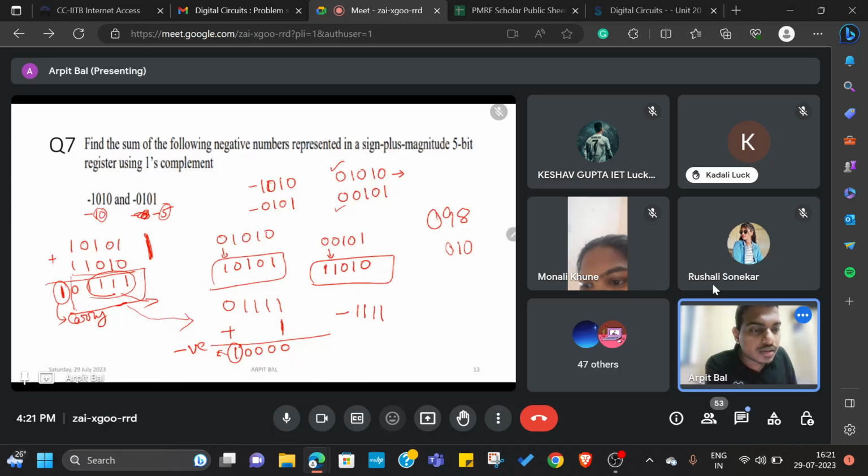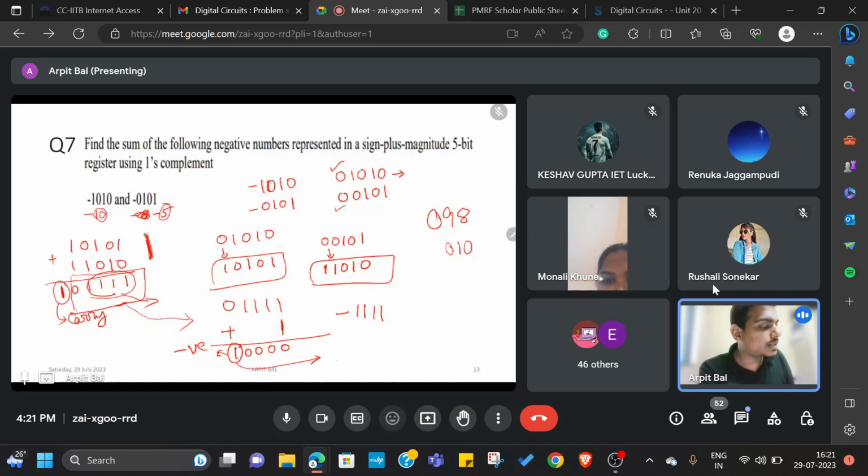Which means that the result is negative. The result has to be negative, right? Minus 10 plus minus 5, it has to be minus 15. So this 1 represents that the result is negative, and the remaining bits represent the magnitude of the answer. So it is minus 1111. If you convert 1111 into decimal, you observe that it is nothing but 15. So the answer that you have written is minus 15.